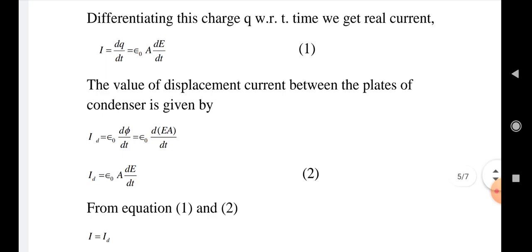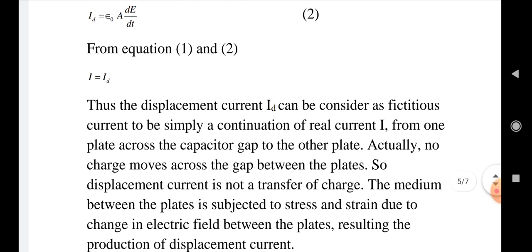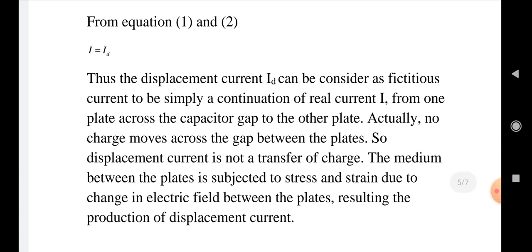This is equation number 2. From equations 1 and 2, it is clear that the right-hand sides are equal, epsilon 0 A del E by del t in both equation 1 and equation 2. So the left-hand sides are also equal, I is equal to ID. Thus the displacement current ID can be considered as a fictional current that simplifies the continuity of the real current from one plate across the capacitor gap to the other plate.